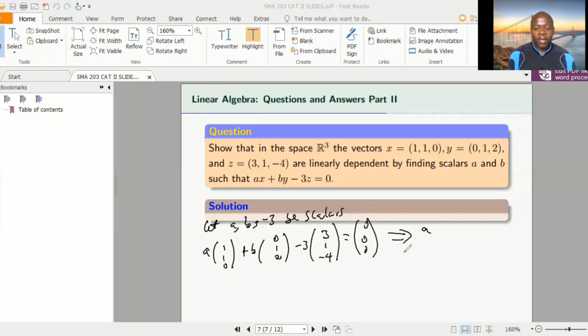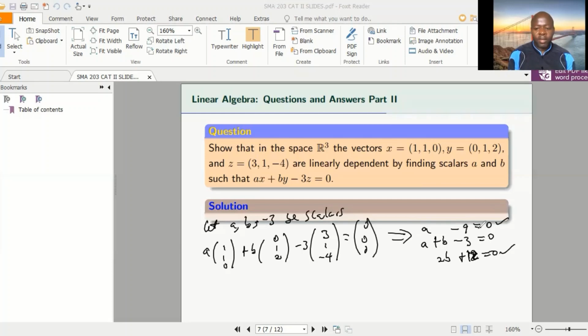Now, when we do this, you should have a plus 0b minus 9 equals 0. Then a plus b minus 3 is also 0. Then you have 0a plus 2b, this is 2b, then plus 12 to be 0. So in fact, this equation and this one give me a as 9.